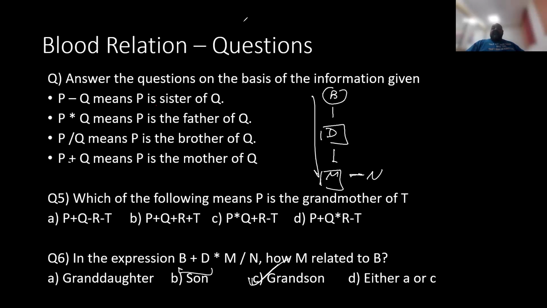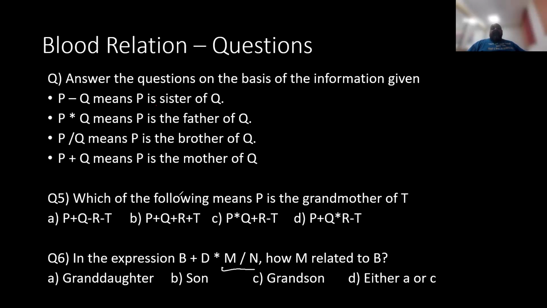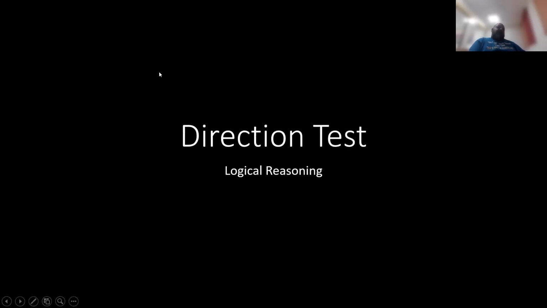I could also have done this using the generation and gender concept because M divided by N means M is a male. Because M is a male, M cannot be the granddaughter, and therefore either A or C is not possible. It would be the son or the grandson. Between B and M, there is a gap of 2 generations, one because of the plus, one because of the into. Therefore, it has to be a grandson, cannot be a son. So this is family tree, blood relation. Broadly, 3 types of questions. And finally, the easier topic of the day, direction test.